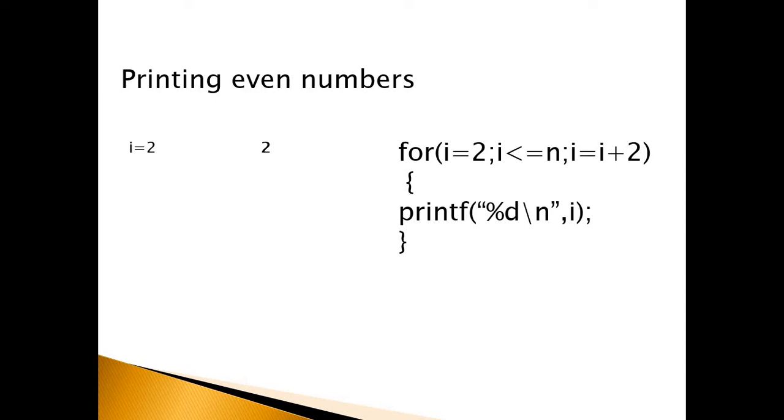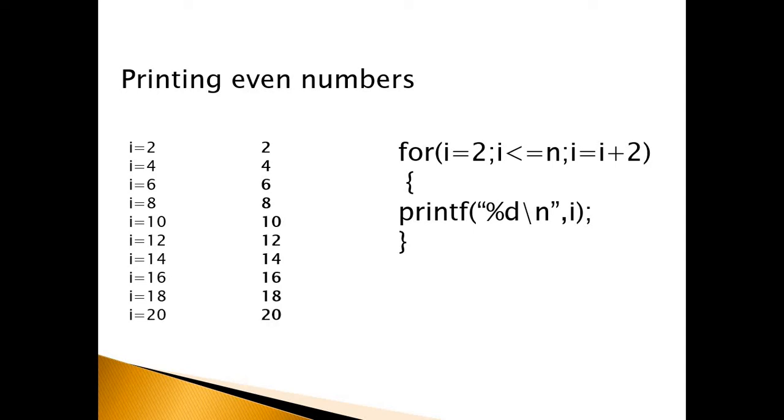After printing 2, what does it do? It increments the value of i by 2, because here it is i + 2. So i becomes 4. After every increment, it checks the condition i <= n. Is 4 less than n, that is 20? Yes. So again it prints the i value, that is 4. Next, i is incremented by 2. It becomes 6. 6 is printed. Then i becomes 8. So like this, it continues up to i equal to 20.